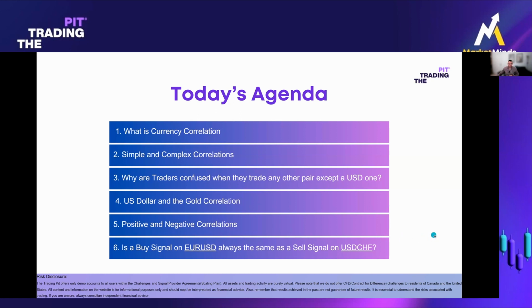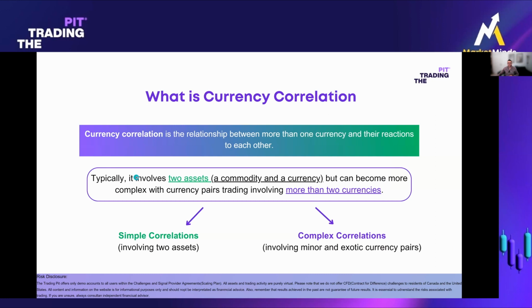Okay, so let's start with what is currency correlation. Currency correlation, guys, is the relationship between more than one currency and their connections and reactions to each other. At the beginning, maybe it's going to sound a bit confusing, but we will go through and explain everything. So don't get discouraged.